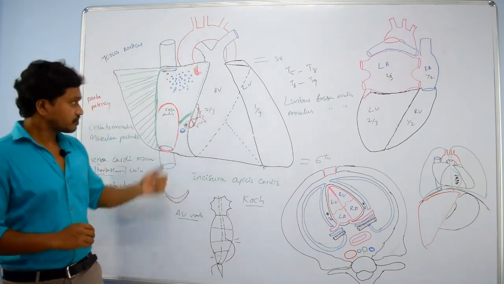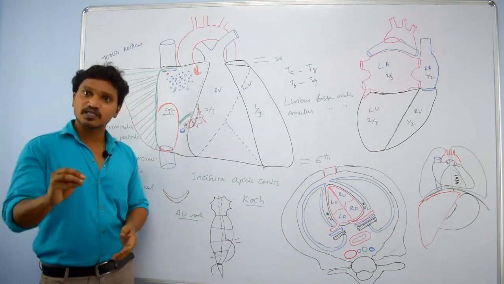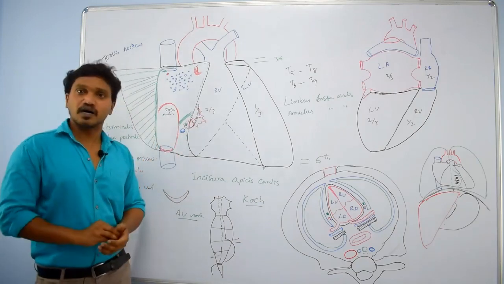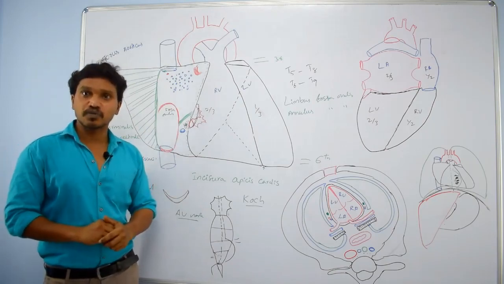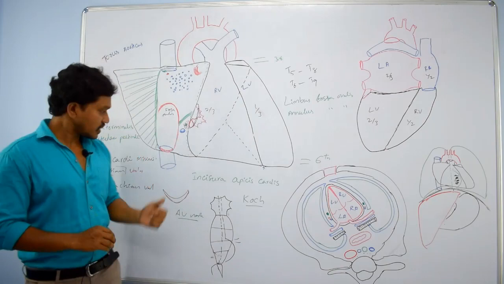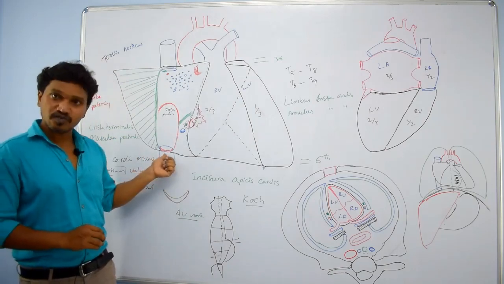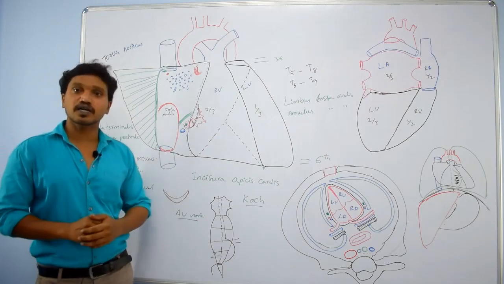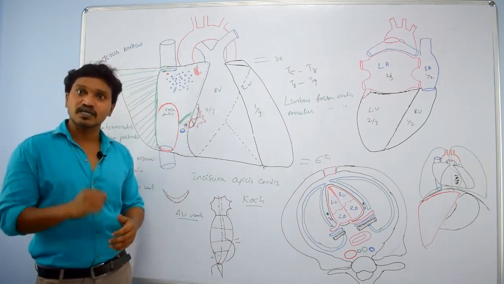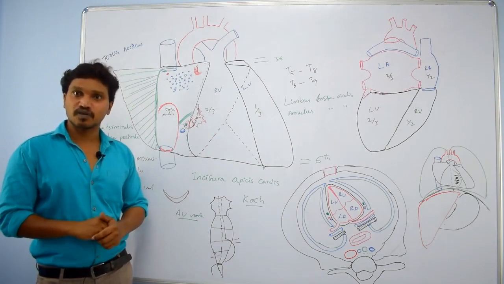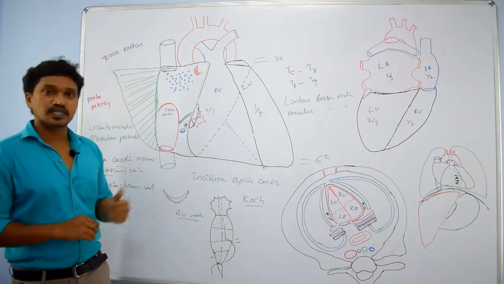Clear? Then what is this? Crista terminalis. The crista terminalis is embryologically derived from the upper part of the right venous valve. Then the eustachian valve or valve of the inferior vena cava. This valve of the inferior vena cava is embryologically derived from the lower part of the right venous valve. Right? Clear?